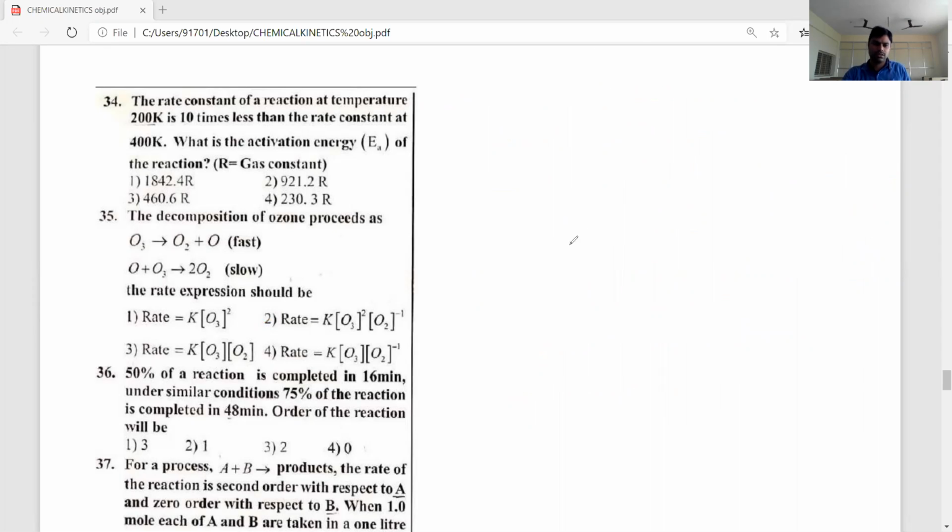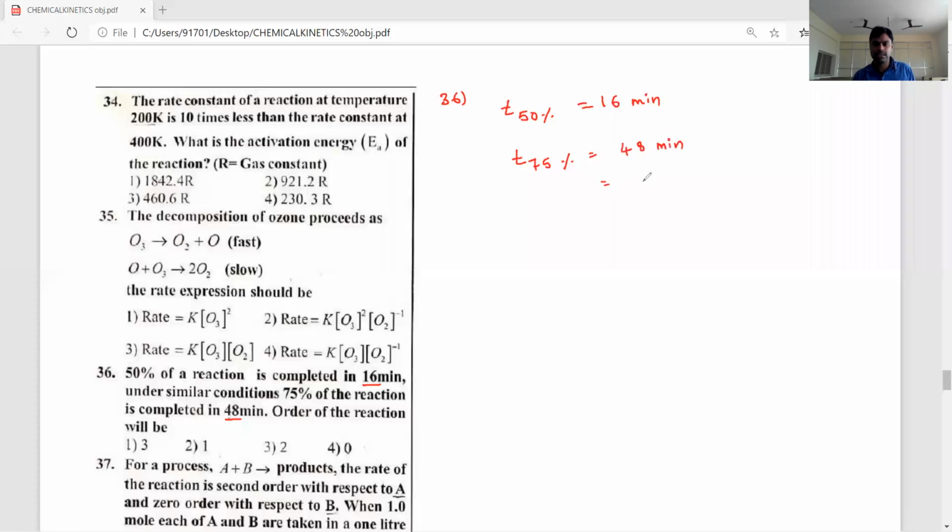36th question. 50% of reaction is completed in 16 minutes under similar conditions. 75% of the reaction is completed in 48 minutes. Then the order of the reaction will be, so we know that we have some relations. T 50% is equal to 16 minutes. T 75% is equal to 48 minutes.